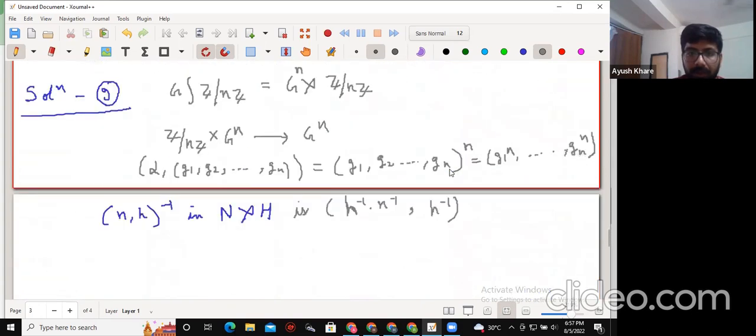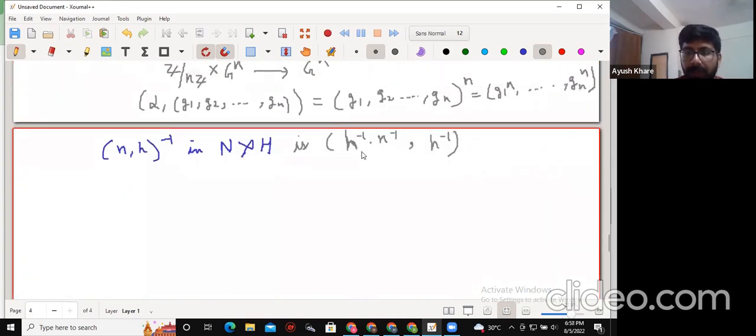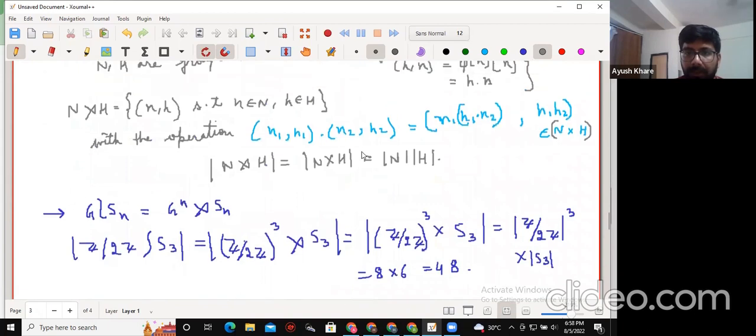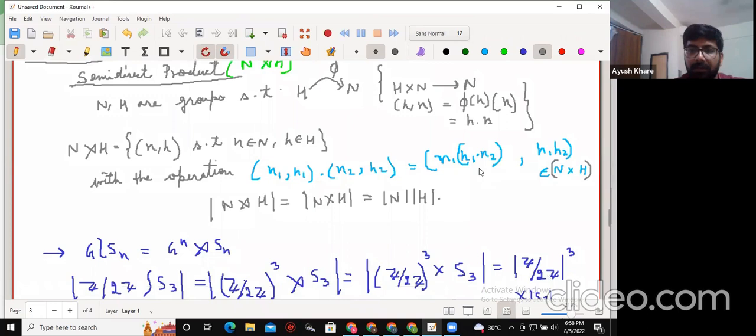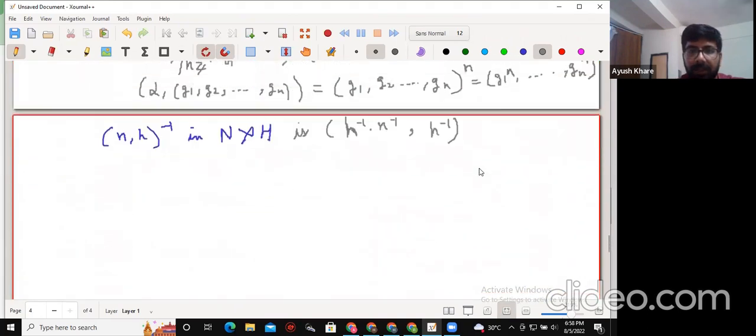Your N2 was H1 inverse N1 inverse, right? In place of N2, if you put H1 inverse N1 inverse, then use the compatibility of group action. You will have H1 inverse acting on N2. That means identity acting on... sorry, H1... it's better that I write it here.